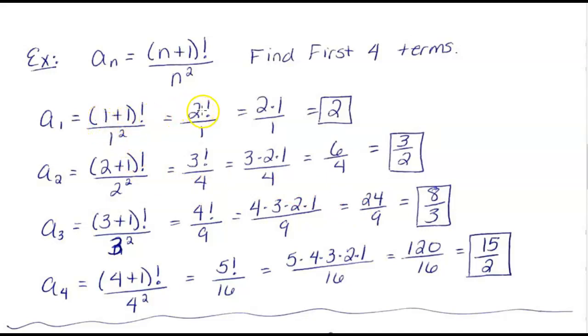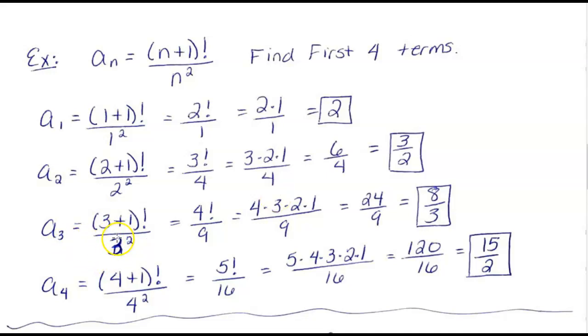So that would make the numerator 2 factorial. 1 squared on the bottom is still 1. So 2 factorial would just mean 2 times 1 over 1, which is 2. A sub 2, I plug n equals 2 into my formula, 2 plus 1 factorial over 2 squared. That means 3 factorial over 4. 3 factorial would be 3 times 2 times 1, which would be 6. So 6 over 4 would reduce to 3 over 2.